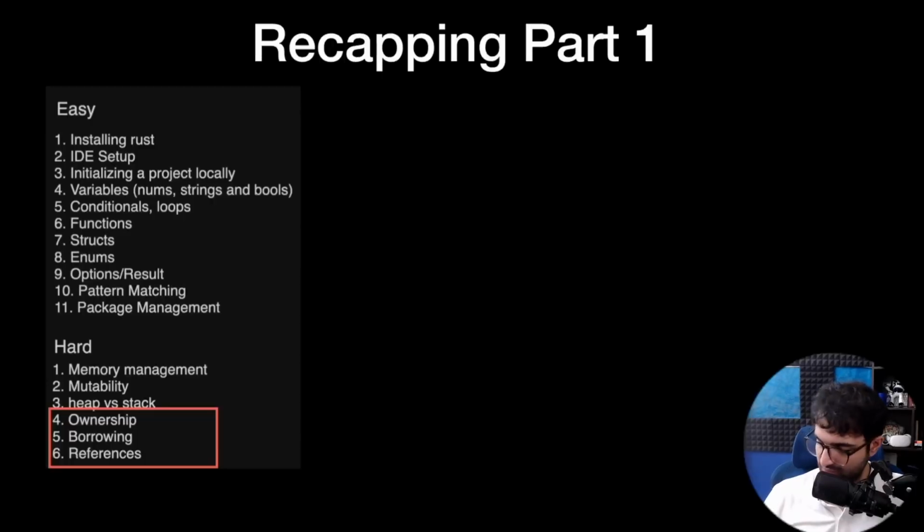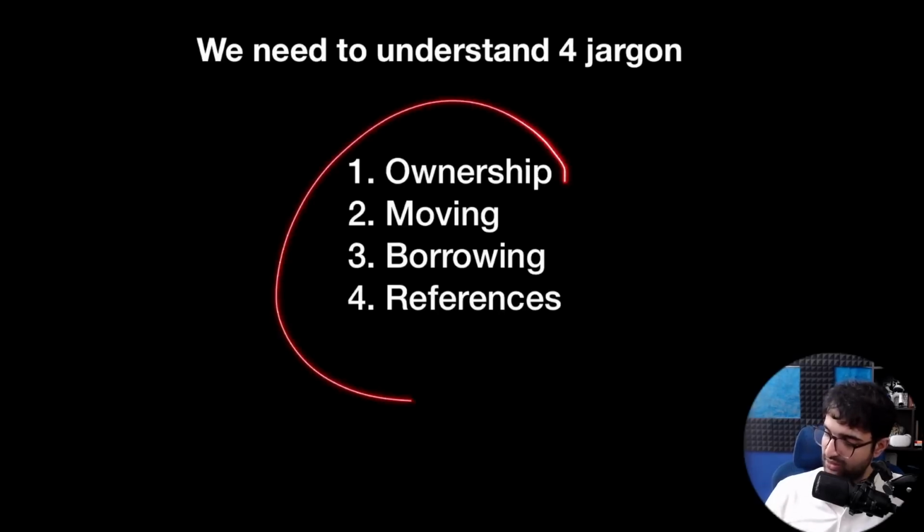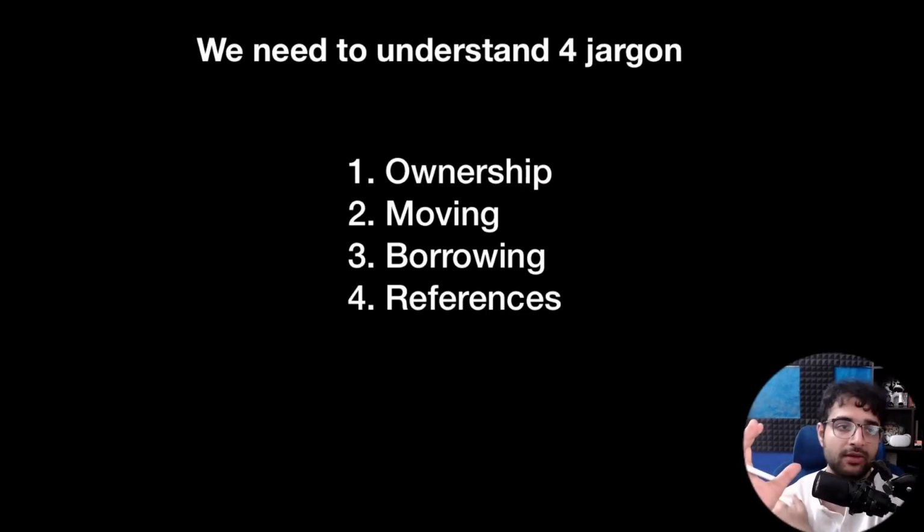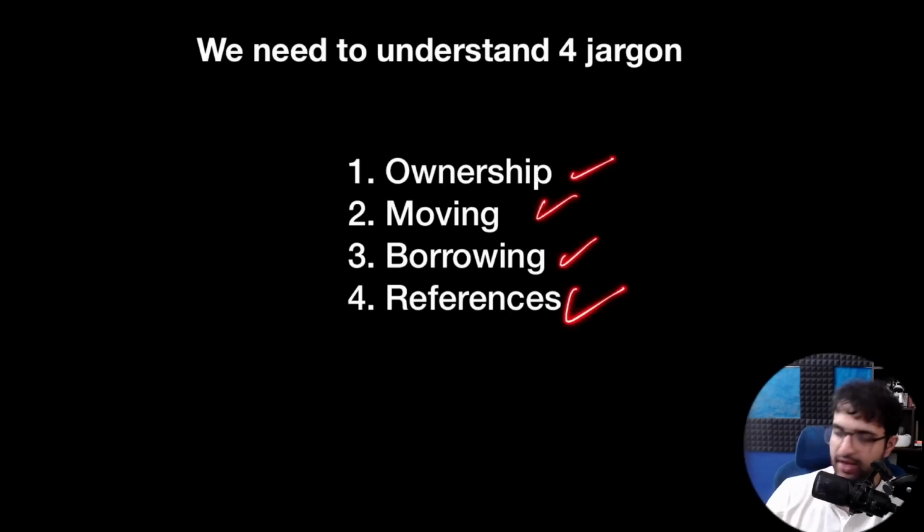These are Rust-specific things. Everything we saw until now, you'll see in other languages. You'll see package management and IDE setup in other languages. Initializing a project, functions, and structs exist in C++, enums exist in JavaScript, option and result exist in Java, pattern matching is again Rust specific, package management exists everywhere. These four things are highly Rust specific, so you need to understand them quickly if you want to get into this language. So let's understand ownership, moving, borrowing, and references next.